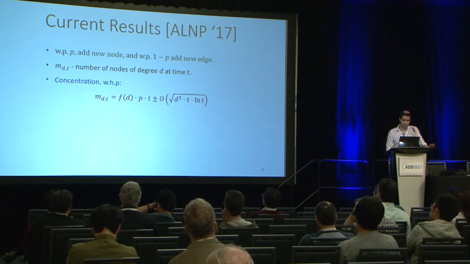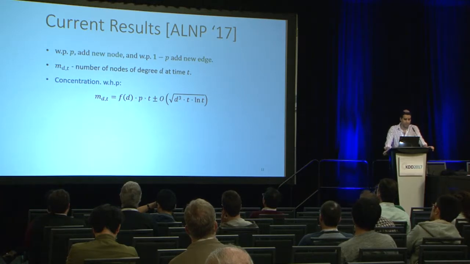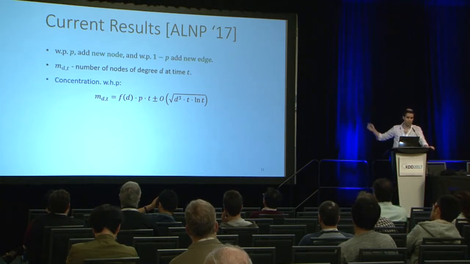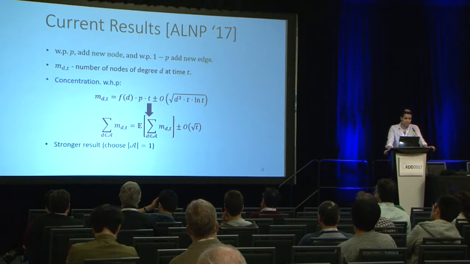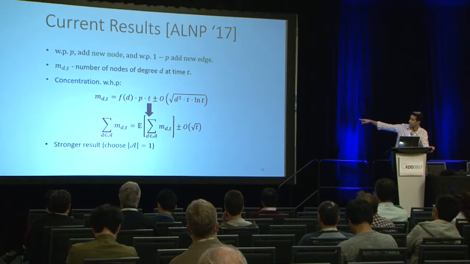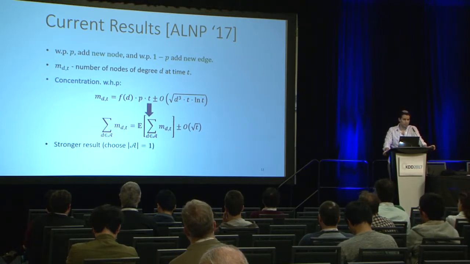Okay, so that was the first one. In the second result, this is the original result of the concentration. They proved that the number of nodes of degree d is something plus an error term. And we were able to improve that. Not only did we improve the error term to square root of t, we were also able to prove something a bit more general.